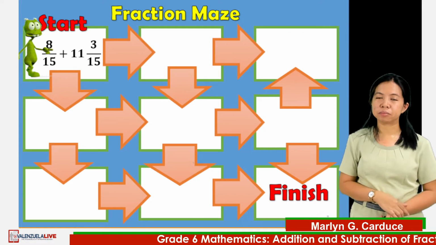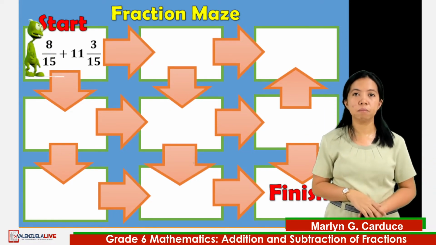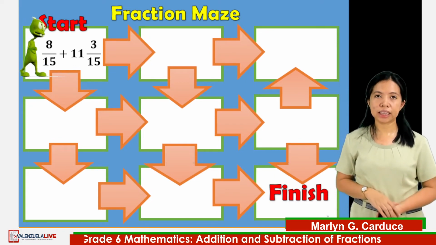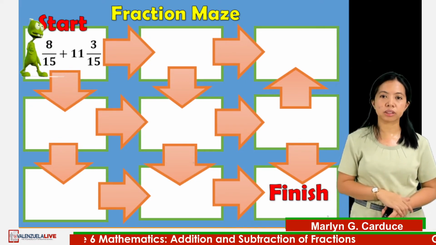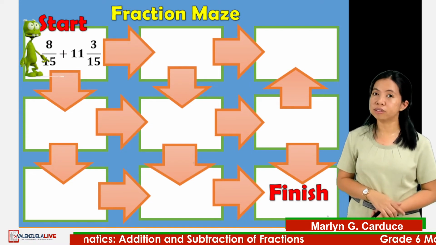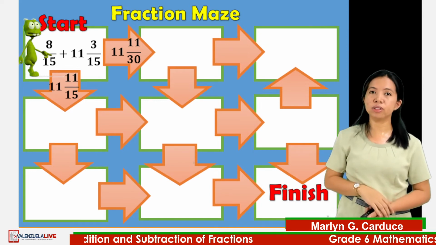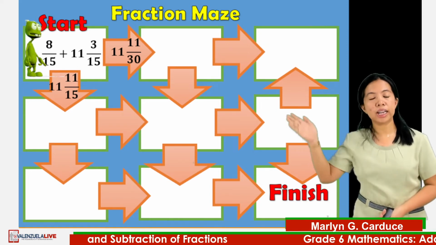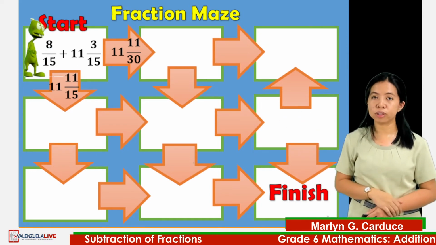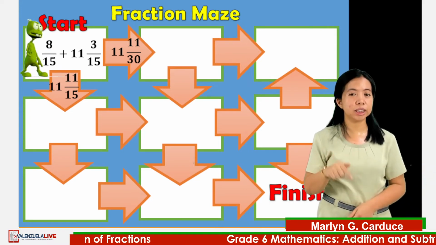So let's begin. Okay, so let's start with 8 over 15 plus 11 and 3 over 15. Okay, what do you think will be the correct answer? Is it 11 and 11 over 30 or 11 and 11 over 15? So you can write your answer in the comment box.